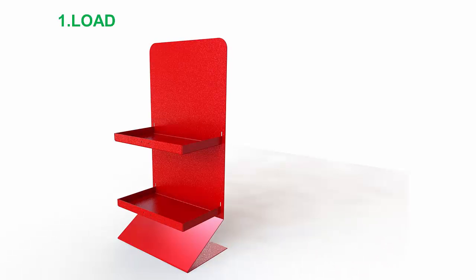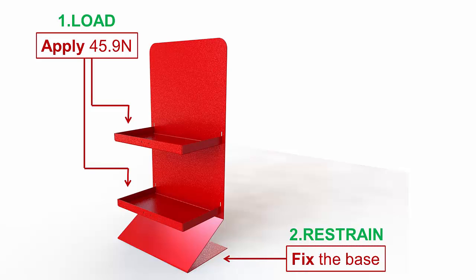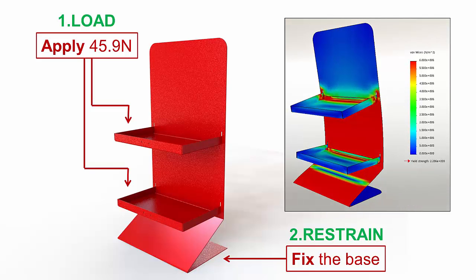It couldn't be easier. When people think about FEA, they think it's really difficult. All we're going to do is take our load and apply that load to both of those shelves. So that load of 45.9 newtons spread over those 2 shelves. Then we're going to add a restraint, and we're going to basically fix the base to the floor. And that's going to give us some really lovely pictures, lovely colours, but also some decent engineering data to ascertain whether this thing's going to pass or fail. So let's have a look at how we do that.